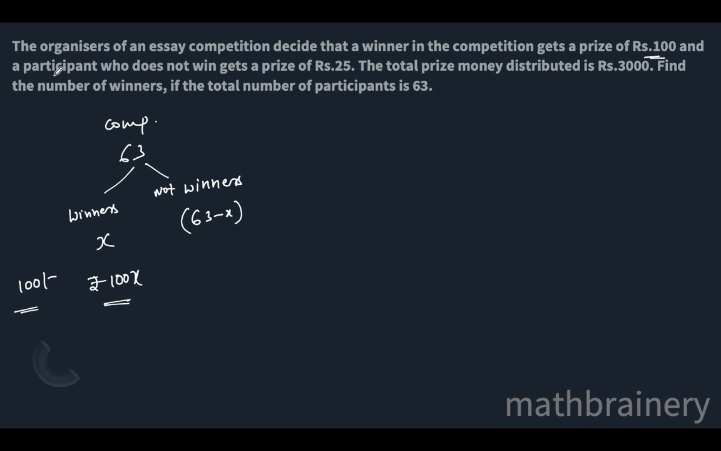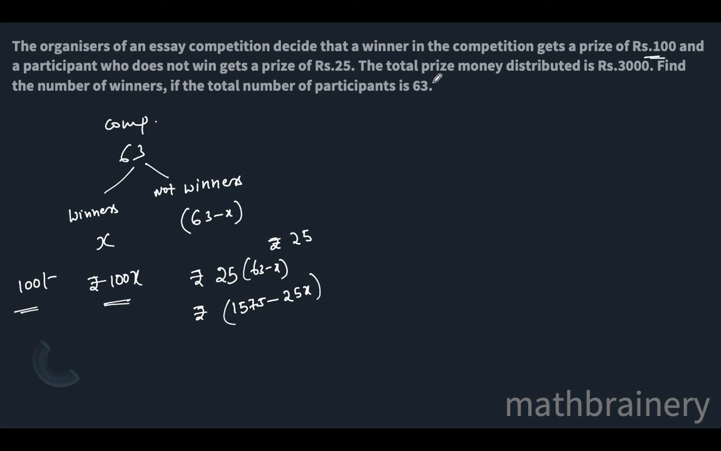And all the other participants who do not win get a prize of 25 rupees. So if there are 63 minus x participants who are not winners, the organizers have distributed 25 into 63 minus x rupees for all the other participants who are not winners. So how much money did they distribute for participants who are not winners? This must be rupees 25 into 63, which is 1575, minus 25x rupees.